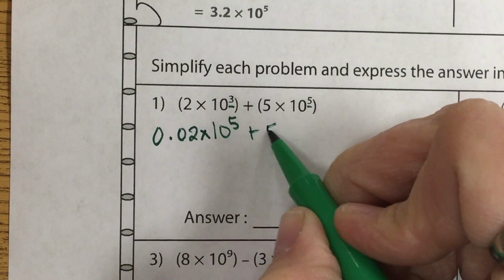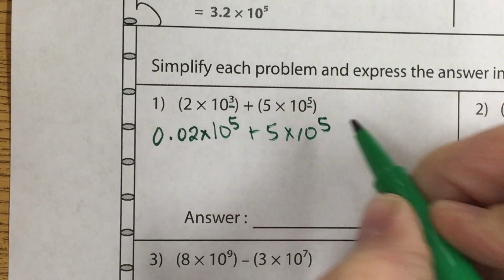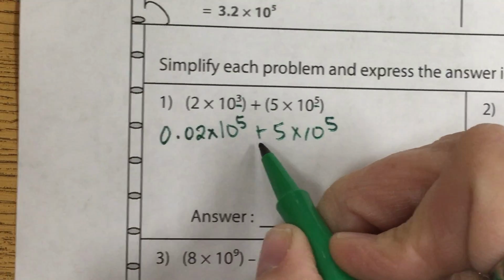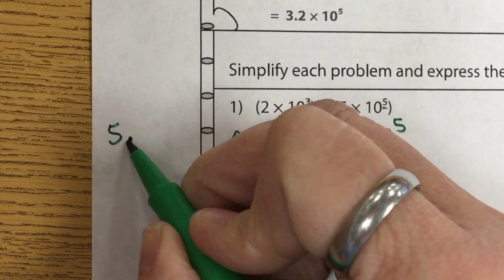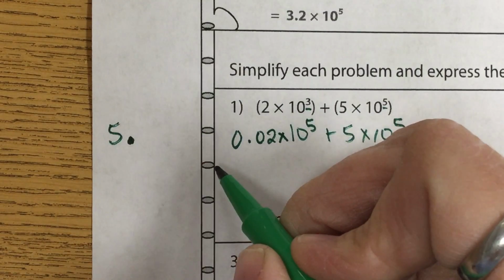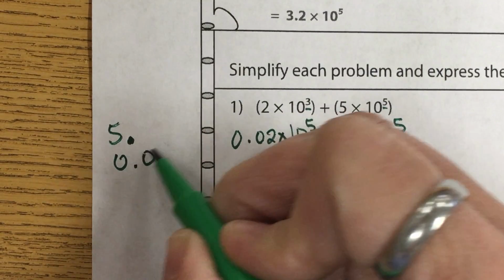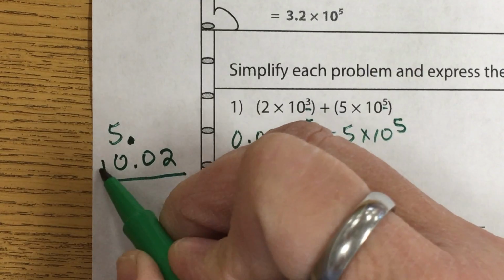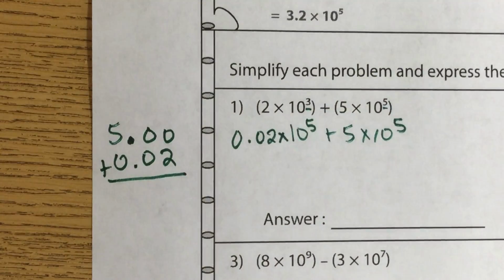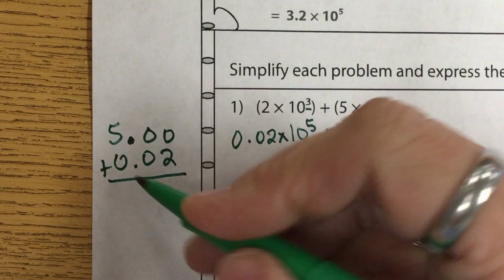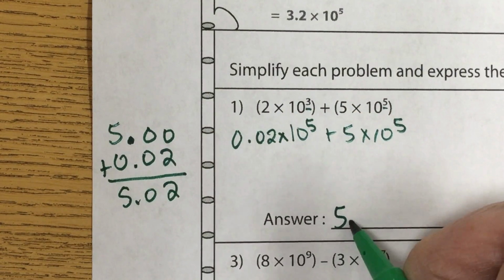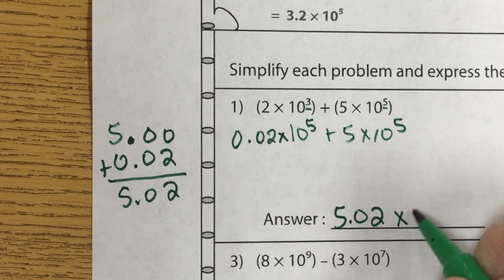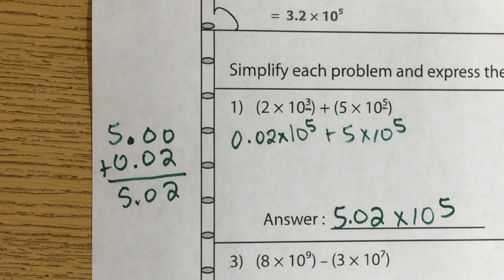And then I'm going to add 5 times 10 to the 5th. So this is addition, boys and girls. So 5, and I'm going to add that. My decimal point is right here. And I'm going to add 0.02 to that. So don't you have to have placeholders? So I add straight down and I get 5.02. So I have 5.02 times 10 to the 5th power.